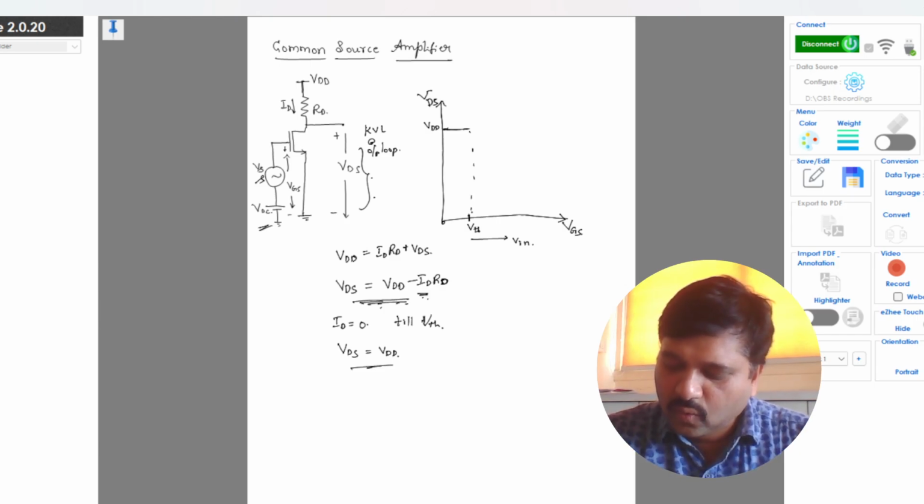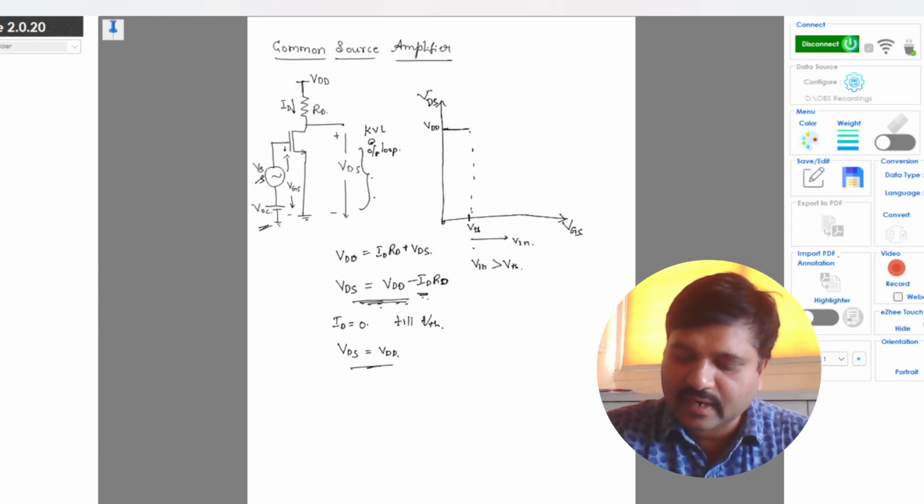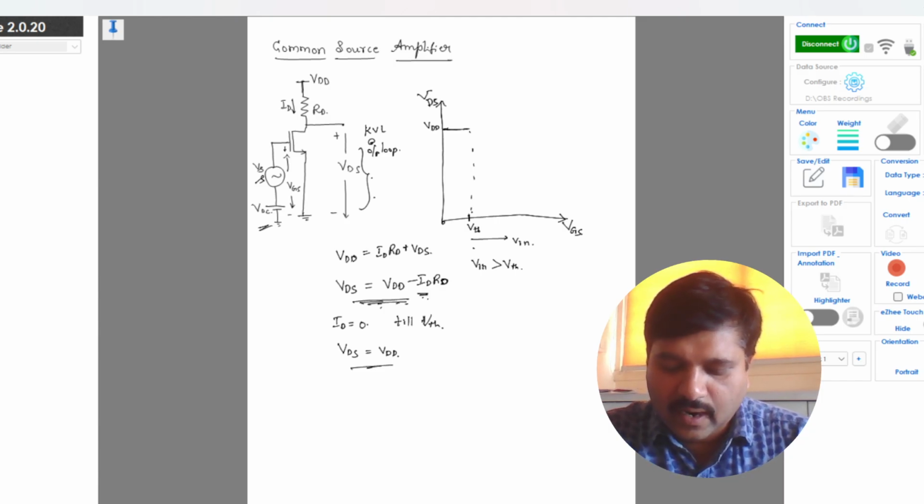Now when the input voltage is greater than the threshold voltage, the transistor is on and the transistor will be in the saturation region.